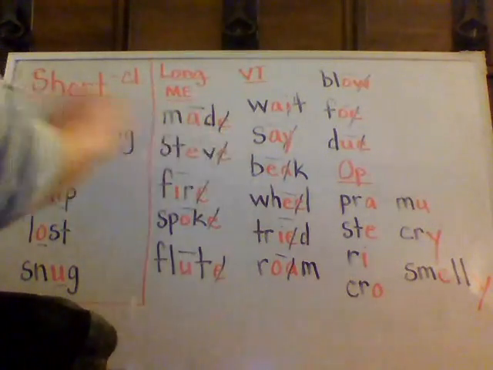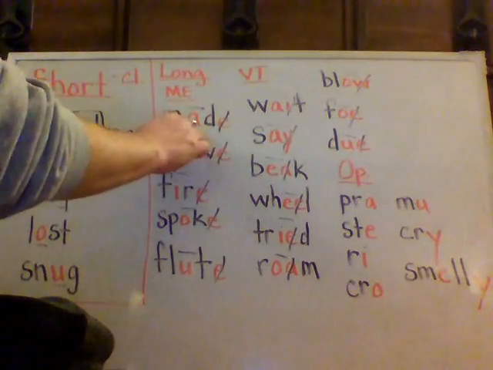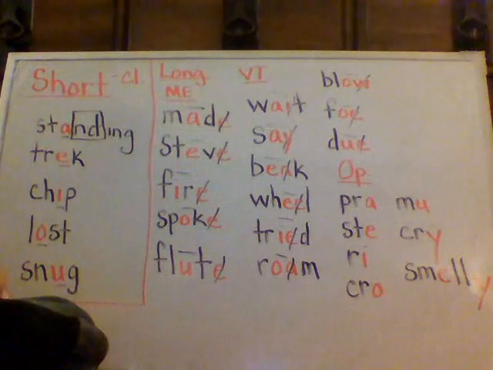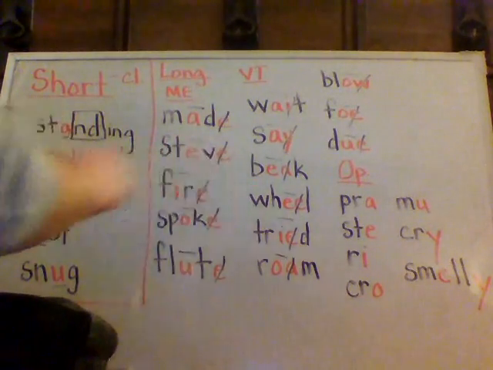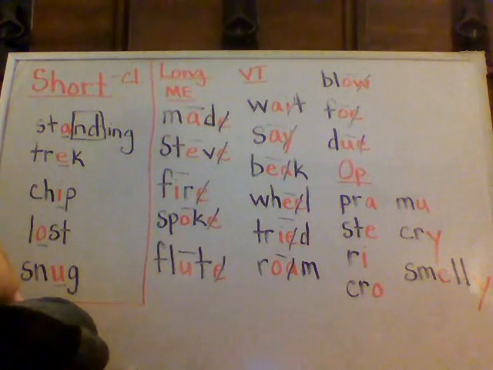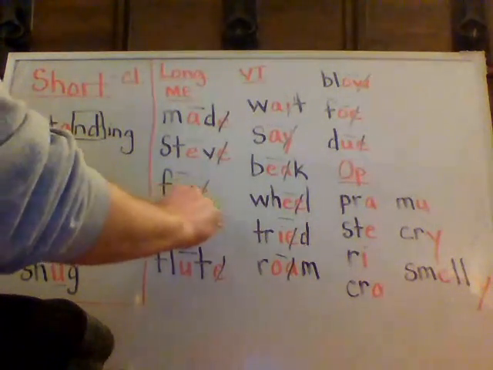Okay, A magic E together will be long A. The A is first. Let's read this with A. Aid, made. E magic E together will be long E. The E is first. Let's read this with E, Steve. I magic E together will be long I. The I is first. Let's read this with I, fire.